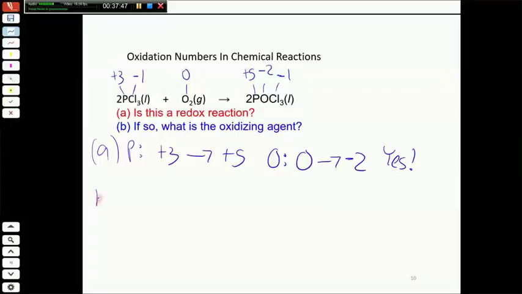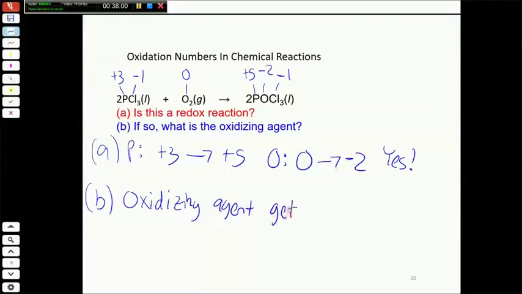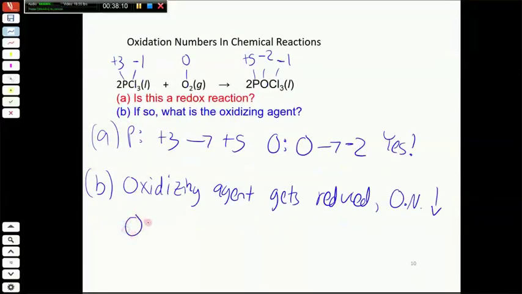And then finally, part B is, what is the oxidizing agent? So we have to remember that the terminology is a little bit weird. The oxidizing agent gets reduced, which means its oxidation number decreases. So if we look at oxygen, as we said, oxygen goes from 0 to -2. Its oxidation number is decreasing, getting smaller or more negative. And so that means the reactant that oxygen is part of, O2, is the oxidizing agent.